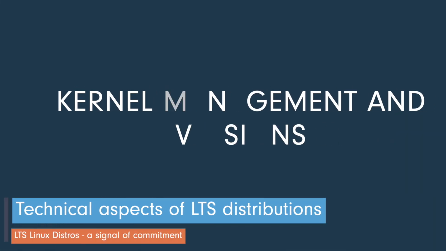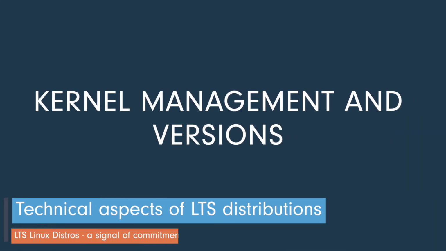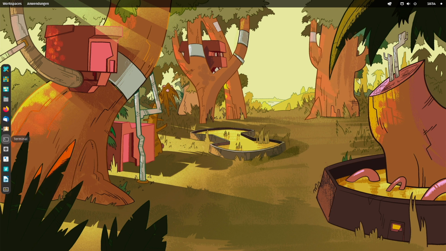Kernel management and versions. The kernel is the heart of the operating system. With an LTS Linux distribution, the focus is on selecting stable Linux kernel versions. A new kernel version is only included in the distribution if it has been sufficiently tested and does not cause instability.